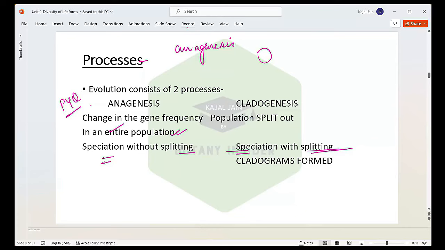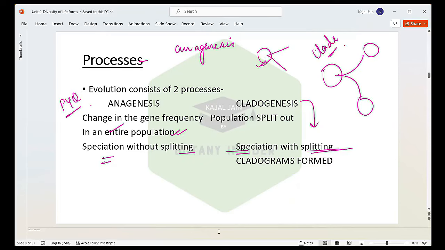So when a new species gets formed without any kind of split in the original population, this is what anagenesis is. Cladogenesis is when you have a group and this splits apart, because of which different types of species get formed. That is what cladogenesis is. A different clade gets formed.